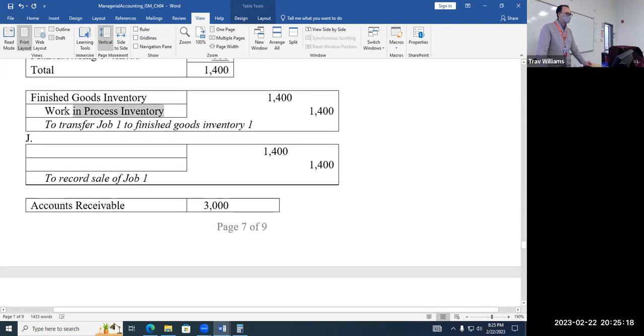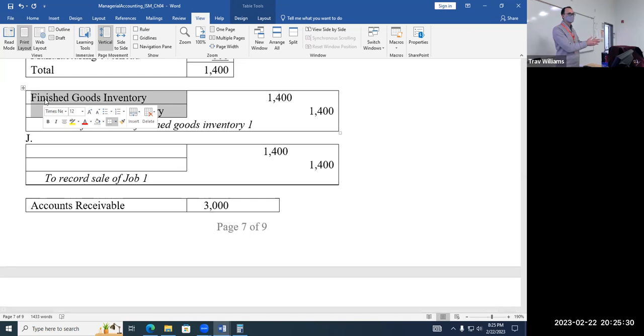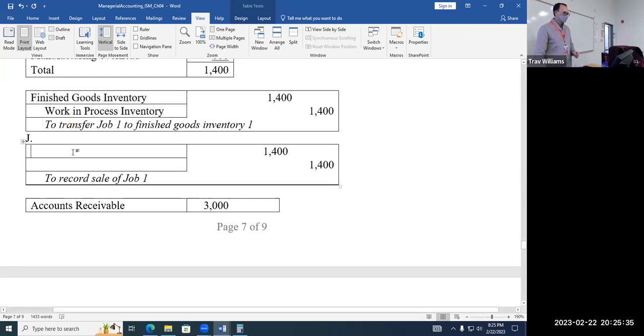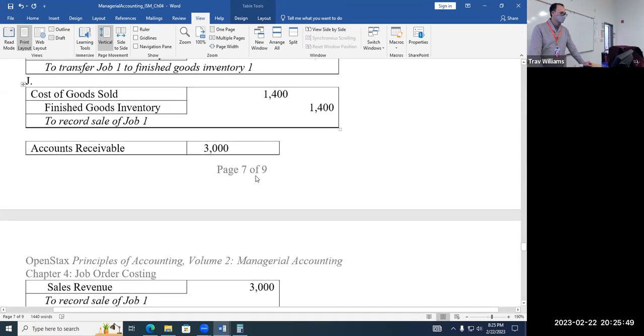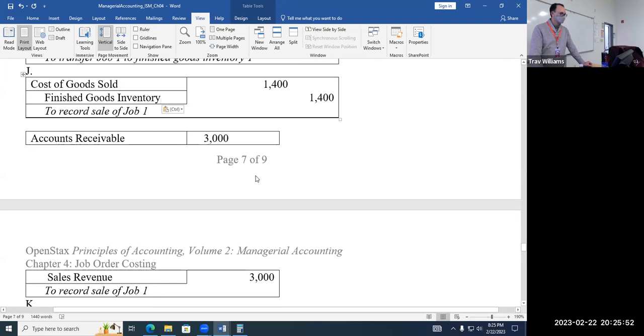Remember, we had previously transferred the job out of work in process inventory to finished goods. Now that we sold it, it goes from finished goods to where? Cost of goods sold, yeah. Cost of goods sold. Okay. Coming out of finished goods inventory into cost of goods sold. So that's what our sale looks like.